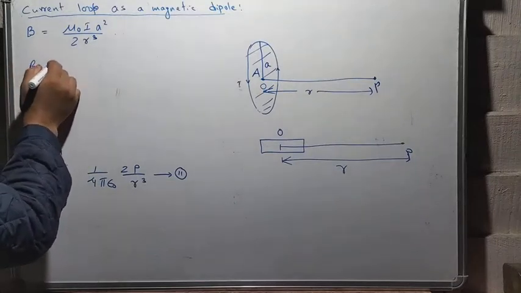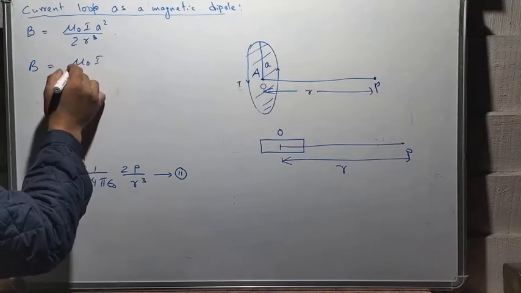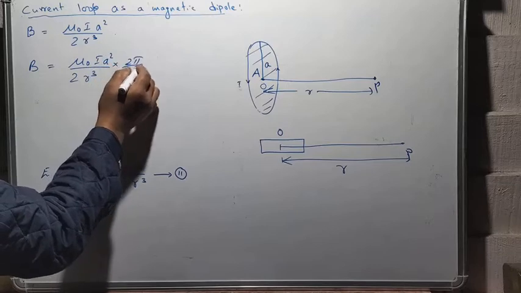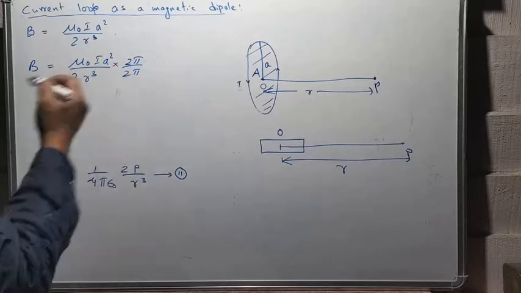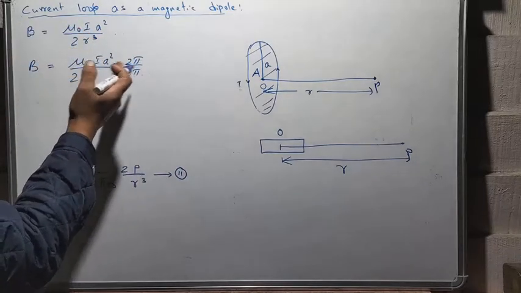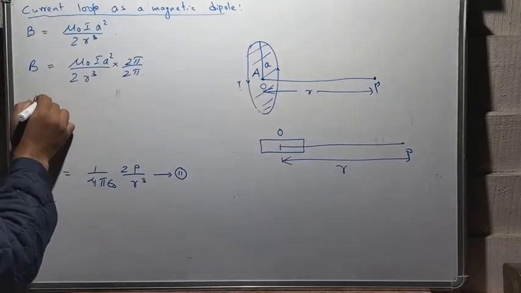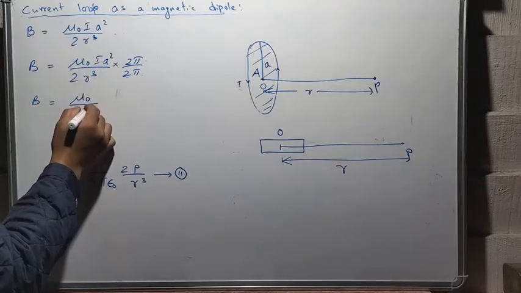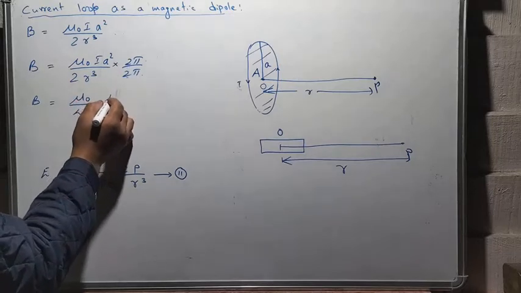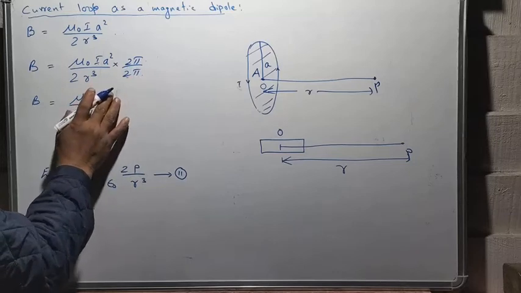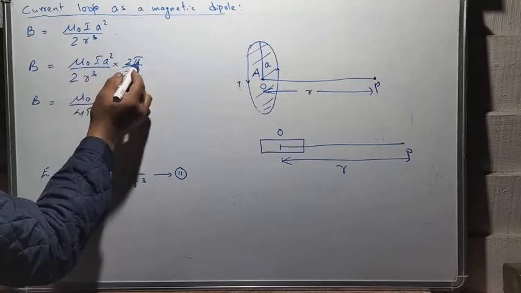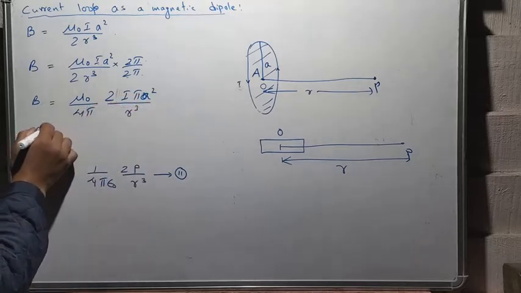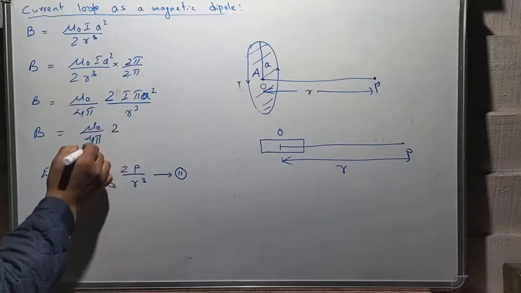Now I will modify this equation in this way. I will multiply and divide by 2 pi. When you multiply and divide by the same quantity, the equation remains unchanged. So this is equal to mu naught upon 4 pi, 2 times I, then I combine pi a square upon r cube. So B is equal to mu naught upon 4 pi, 2 I pi a square upon r cube.